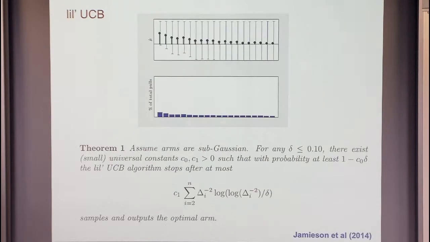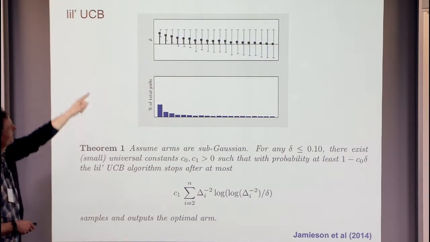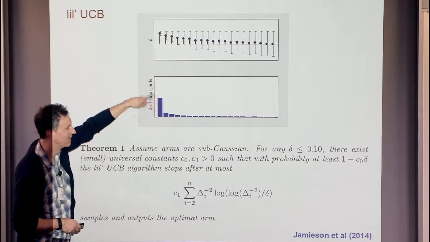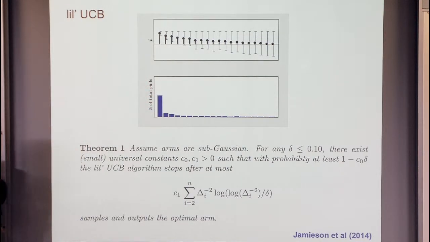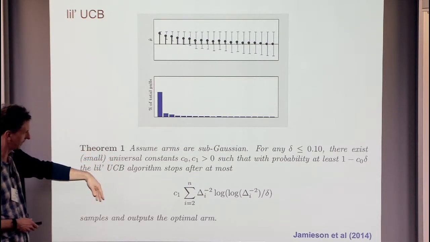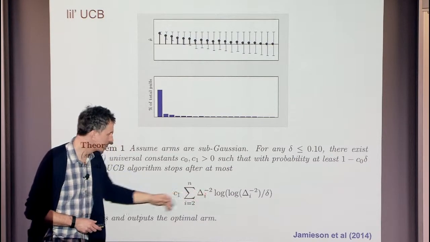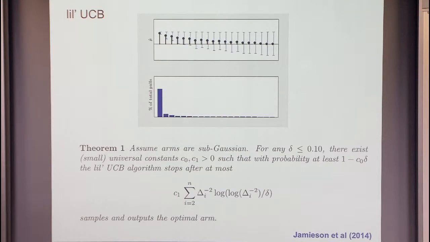Okay? And so here's a movie of what happens. This is a simulation. You can see that equalizing the upper confidence bounds, eventually I just keep banging on that top guy over and over. That's exactly what happens. And the theorem I state here basically says that as long as the arms are sub-Gaussian, you do get this inverse gap squared log-log kind of sample complexity. And we don't have any reason to believe that it could be improved from that.